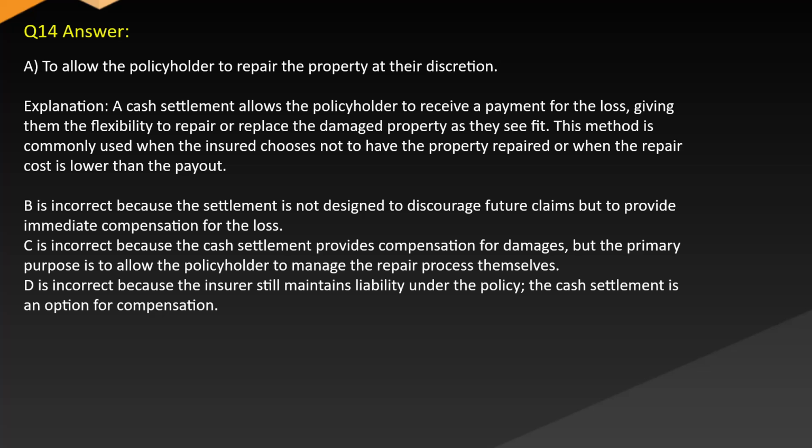B is incorrect because the settlement is not designed to discourage future claims but to provide immediate compensation for the loss. C is incorrect because the cash settlement provides compensation for damages but the primary purpose is to allow the policyholder to manage the repair process themselves. D is incorrect because the insurer still maintains liability under the policy. The cash settlement is an option for compensation.